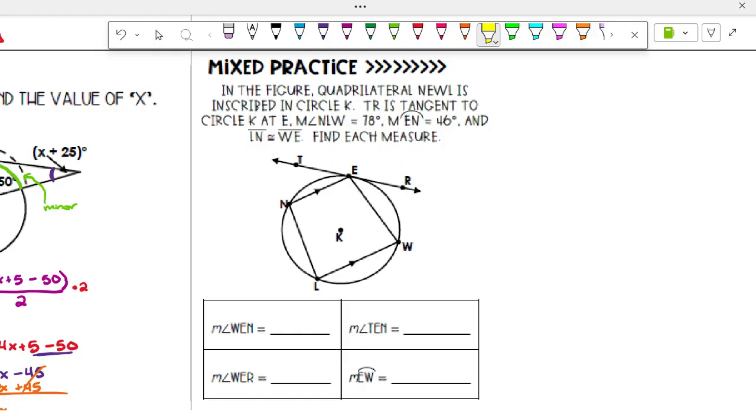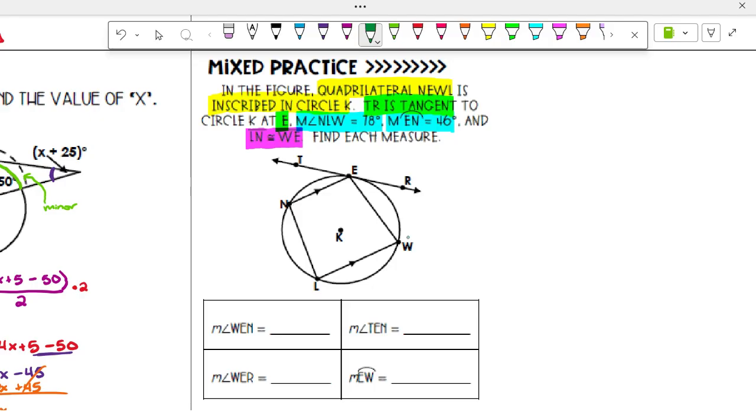All right. So in quadrilateral NEWL, it's inscribed in the circle K. So that means what we learned about inscribed quadrilaterals in the previous foldable applies here. TR is the tangent to circle K at E. So that's the point of tangency. The measure of angle NLW is 78, and the measure of arc EN is 46. They also said that segment LN is congruent to WE. So we're going to go through and mark all that they just said.